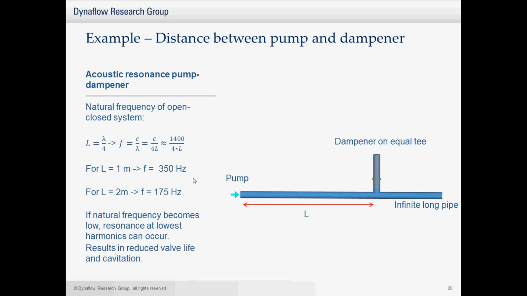If you place it farther away, like 2 meters, for example, you already go to 175 Hz. And if you go even lower, you come into the range where your natural frequency actually corresponds to some kind of frequency where your pump still has significant pressure pulsations. And if that's the case, then you can actually have resonance between your pump and your dampener. And this can cause, again, shaking forces, and definitely can significantly reduce your valve lifetime. So it's also always a rule to place the dampener as close as possible to the pump.